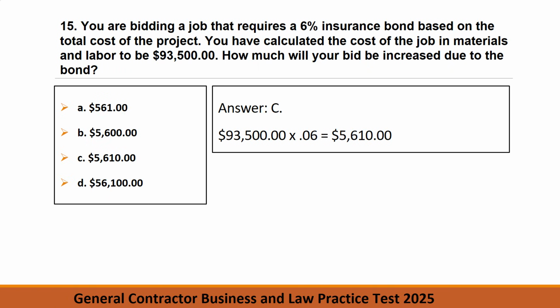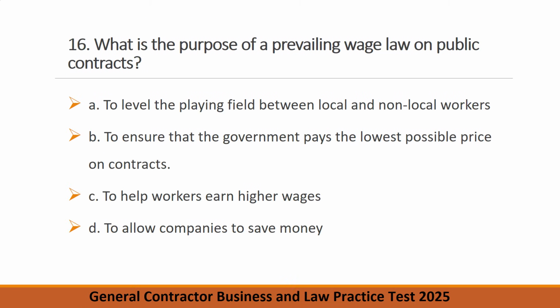Answer, C. $93,500 x 0.06 equals $5,610. 16. What is the purpose of a prevailing wage law on public contracts?